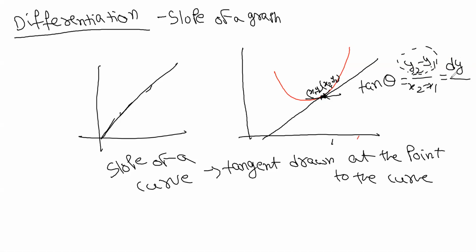dy by dx, here also very, very small in dx. So we have directly the formula tan theta equals dy by dx for the curve. This is how this differentiation, that tan theta equals dy by dx, arrived.